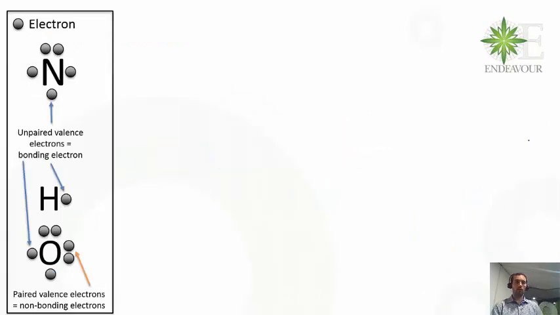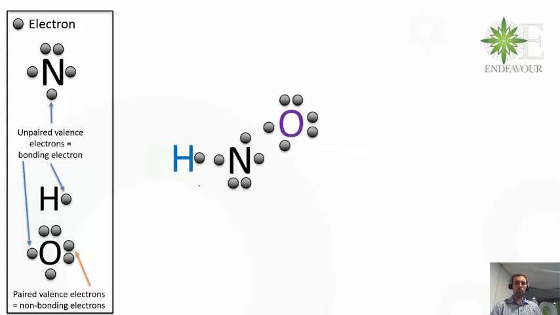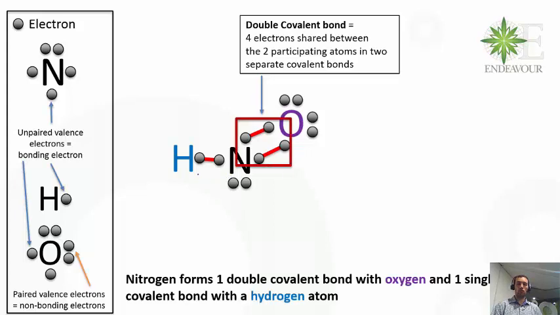So this time we're going to look at a compound that can form between nitrogen, hydrogen, and oxygen. The oxygen this time is forming a double covalent bond with the nitrogen atom. You can see that 2 of the unpaired electrons of nitrogen are forming these covalent bonds to the oxygen, and the 3rd unpaired electron of nitrogen is bonding to hydrogen. Within that double covalent bond, 4 electrons are being shared between the nitrogen and the oxygen.